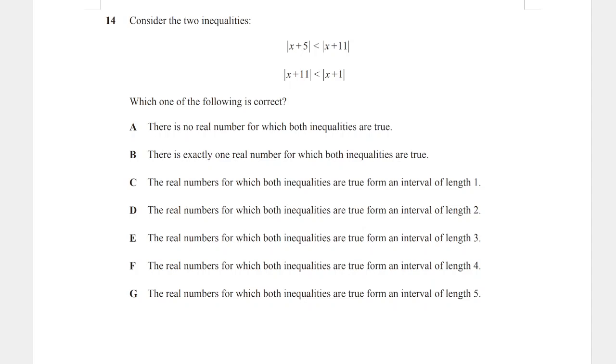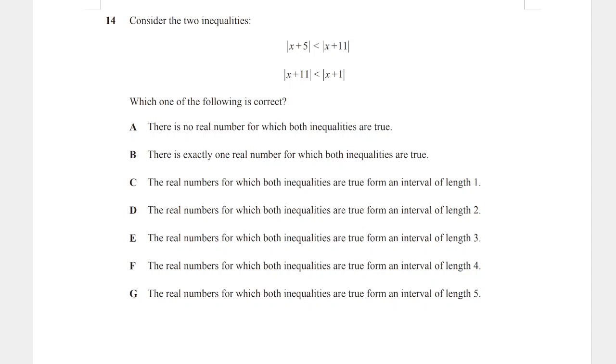Okay, question 14. Consider the two inequalities. So we have absolute value of x plus 5 less than absolute value of x plus 11. And we have absolute value of x plus 11 less than absolute value of x plus 1. Fine, so two absolute value inequalities, which we have in A-level as well. Which one of the following is correct?